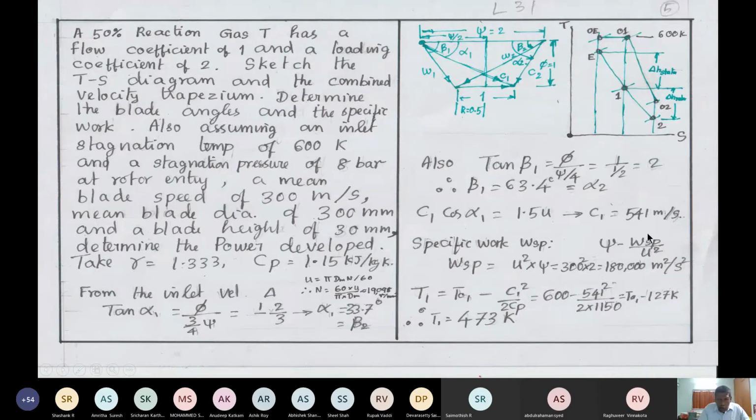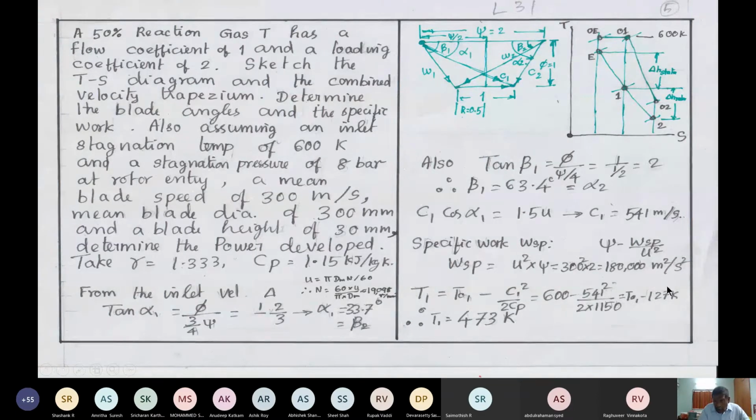So now U is given, C you have calculated, and you can calculate specific work from this formula itself. That is, loading coefficient is equal to specific work by U square. That is the definition. Now, because specific work in this case is U into delta Cu, one U and one U will get cancelled. So we get delta Cu by U. That is how we have that as the top side of the combined non-dimensional velocity trapezium. So we can calculate the specific work.